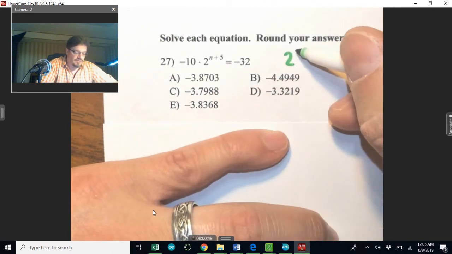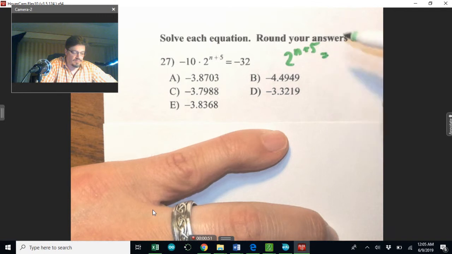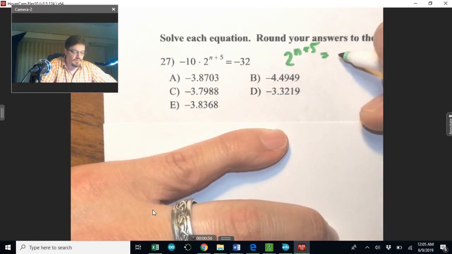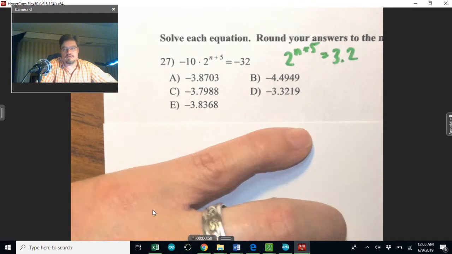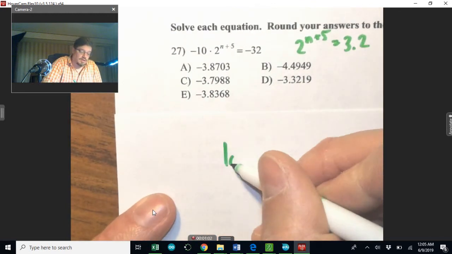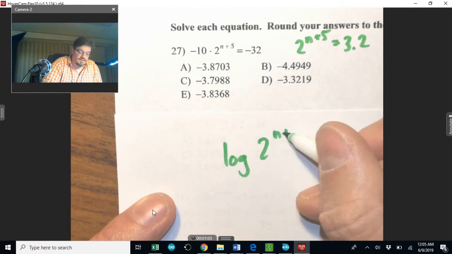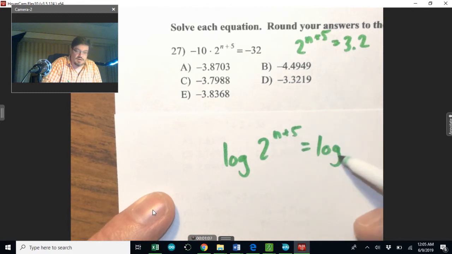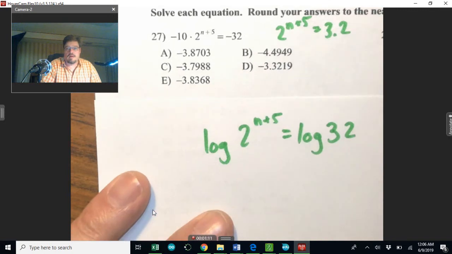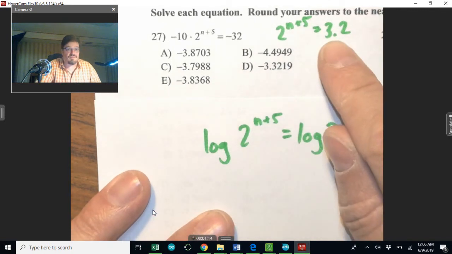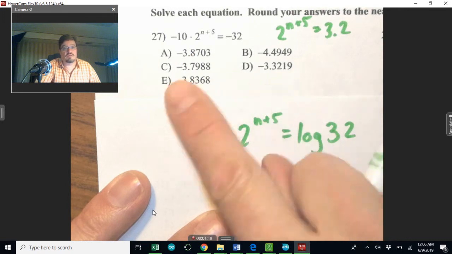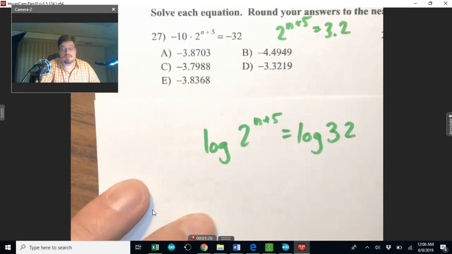So I will get 2n to the 5th equals negative 32 divided by negative 10, which is going to be a positive 3.2, all right? Now I'm ready to take the log. Now when I take the log, it's nice to write this step first so you can see what's going on, okay? And it's no longer negative anymore. If you would have left this a negative 3.2, then you would have got a calculator error, and then you would have said no solution, but you see that clearly there is a solution.